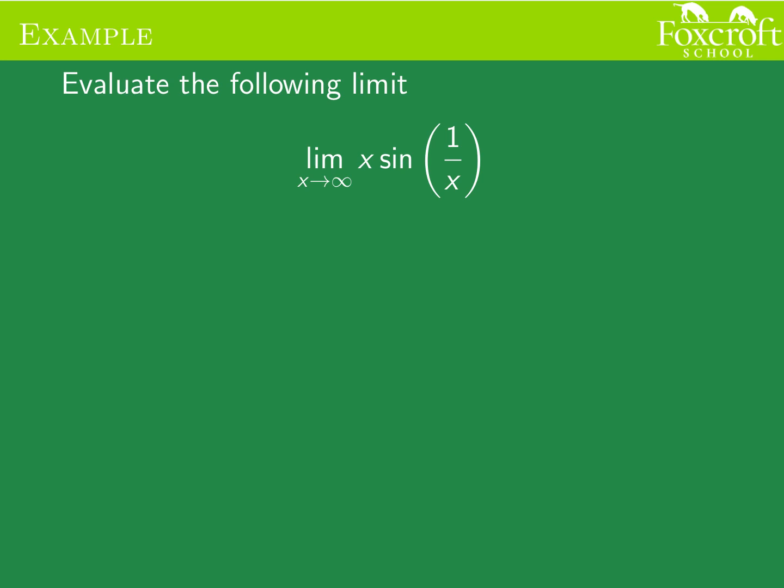I will do one more example using this 0 times infinity thing. If I plug in infinity to x, this is going to be infinity. We saw before 1 over infinity. If I'm trying to plug in infinity here, 1 over infinity is going to be 0, and sine of 0 equals 0. So this left-hand side is going to infinity, and the right-hand side is going to 0. So it's another one of the infinity times 0 indeterminate forms.